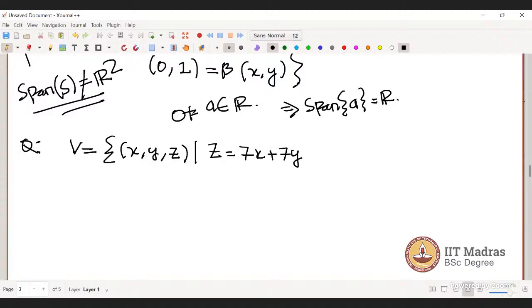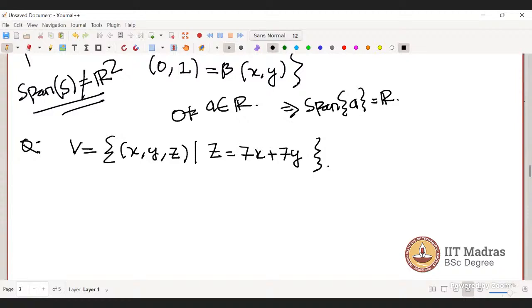Sir, why? 0 comes under real numbers. I mean, span of 0. Can you explain that to me, sir? Span of 0 is basically 0. Because it cannot be expressed with any linear combination. If you multiply 0 with a scalar, eventually you will get 0. You cannot get anything except 0. So that's why span of 0 is basically 0.